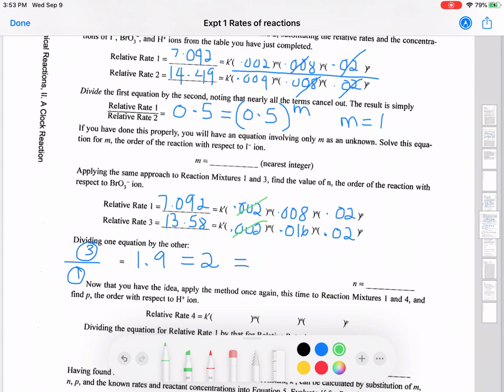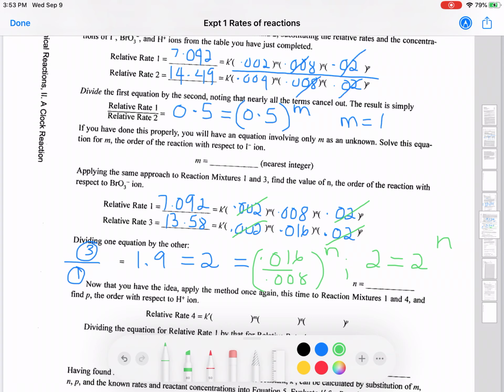When you divide 3 over 1, the 0.02 and 0.02 will get cancelled. And then we have 0.016 over 0.008. They both have the same exponent n. 0.016 over 0.008 gives you 2, correct? So what you're going to have is 2 equals 2 raised to the power n.